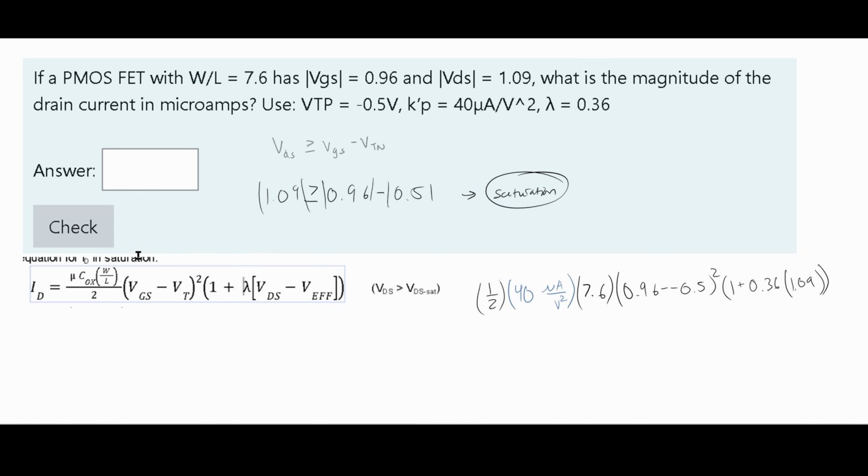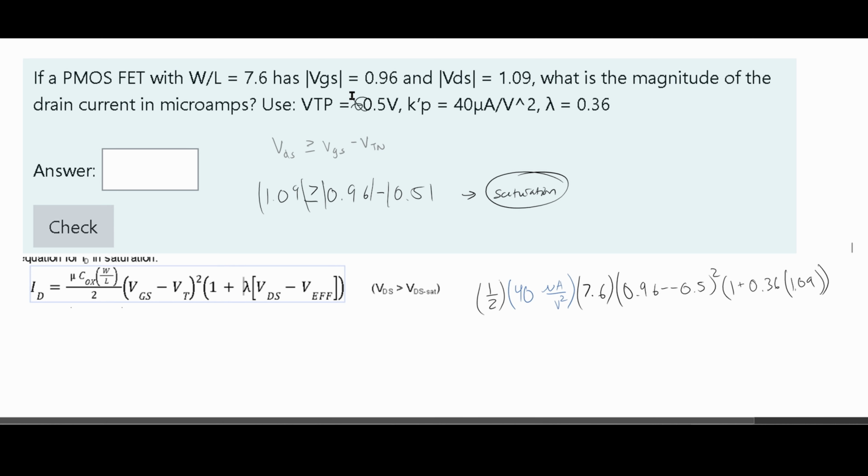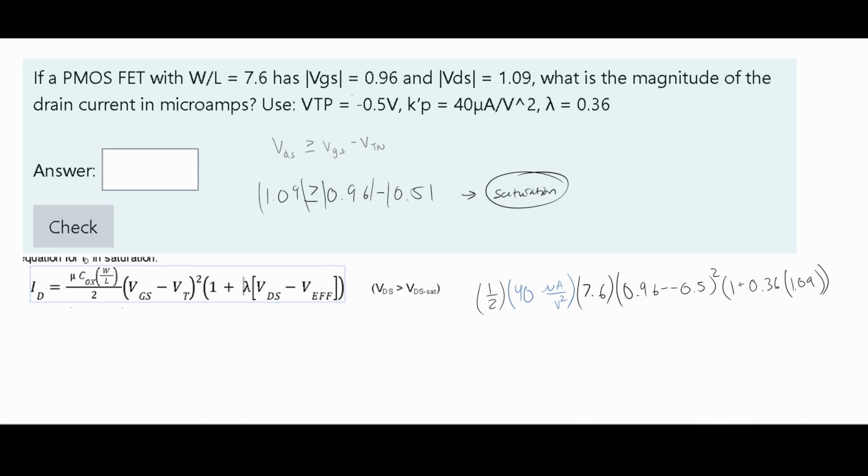We need to know if we're in saturation or if we're in triode. To test this, we're going to see if VDS is greater than or equal to VGS minus VTN. Now note, these are absolute values. So even though this is a negative right here, it's still going to be just 0.5, right? So we're subtracting this here, we can see it's greater than, so that means we're in saturation.